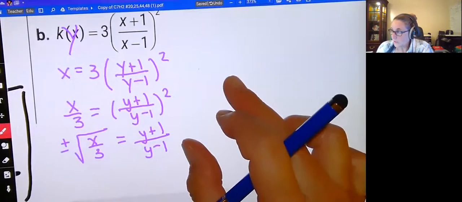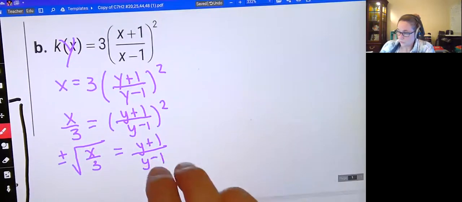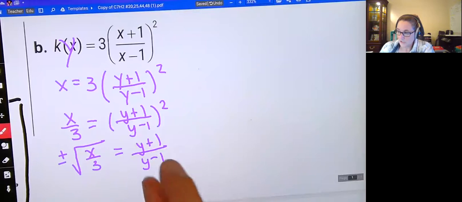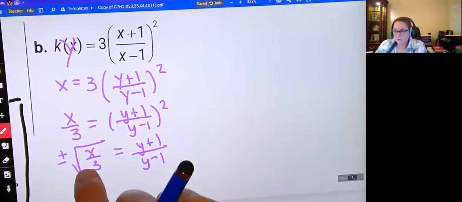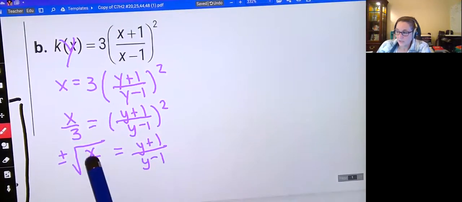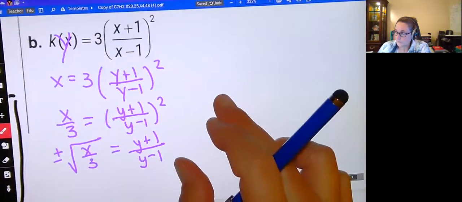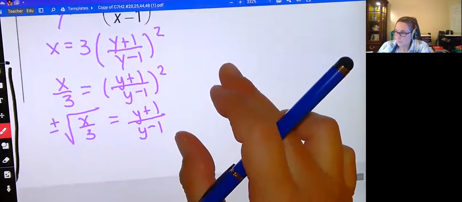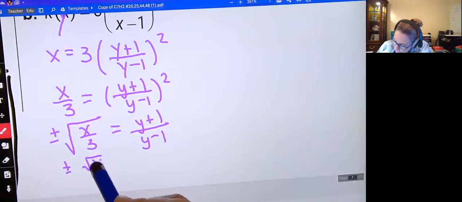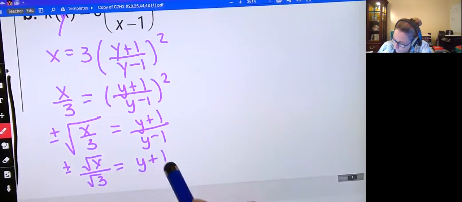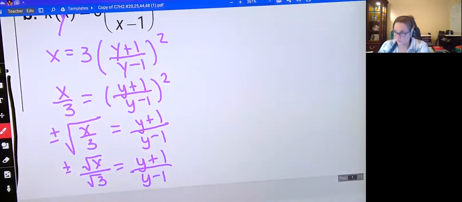Now, what I'm going to do to help get these y's, which are on the same side, but they aren't combined to be just a y, I'm going to rewrite this. When you take the square root of a fraction, you're really taking the square root of the top and the square root of the bottom. So I'm just going to move this up for a minute. So this is going to be plus or minus root x over root 3 is equal to y plus 1 over y minus 1.